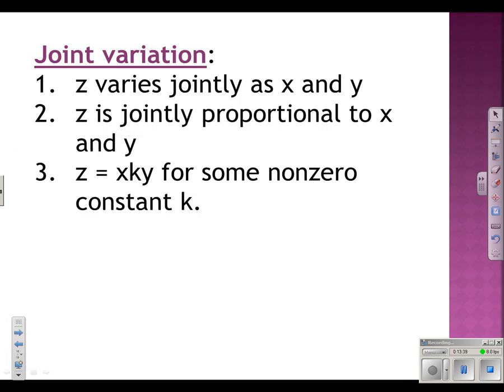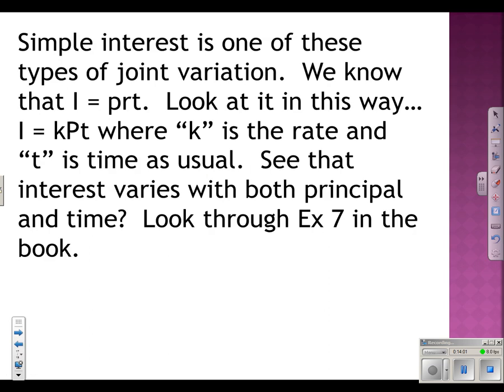Joint variation. Okay, sometimes it's possible that you'll have two things that are directly or proportionally related to another. So in joint variation, we need to consider that we might have z equal to both x times k and y times k. So two things vary directly with z. All right, so let's take a look at that a little bit closer. Simple interest is one thing that does. You have all worked with that formula before.